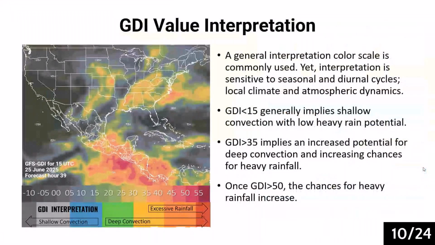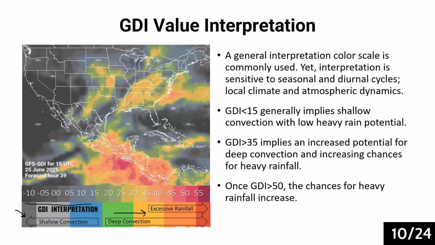Right, so GDI value interpretation. A general interpretation color scale is commonly used. We usually use this scale. It's been adopted by many places as well. So whenever you see grays and maybe blues, it usually means that the GDI is low, and it often relates to an environment that is only able to host shallow convection. So the chances for deep convection are very low. Now, whenever the GDI starts acquiring higher values, and in this color scale starts turning green and yellow, that means that your chances for deep convection start increasing.